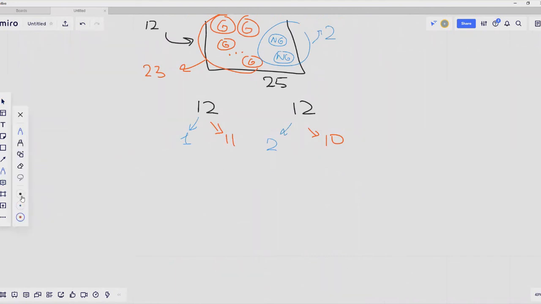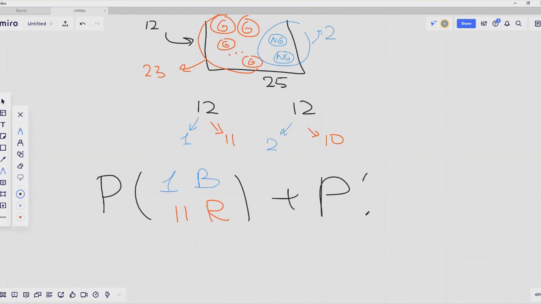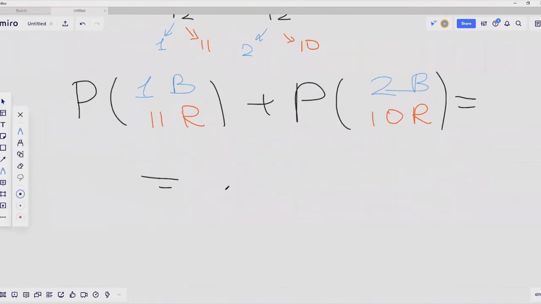So we're looking for the following probability. The probability is that we'll have one blue and 11 red chips in our sample, or the probability is that we will have two blue and 10 red chips in our sample. The size of our sample is 12. So there are 25 choose 12 total number of ways of choosing a panel of 12 jurors out of 25.